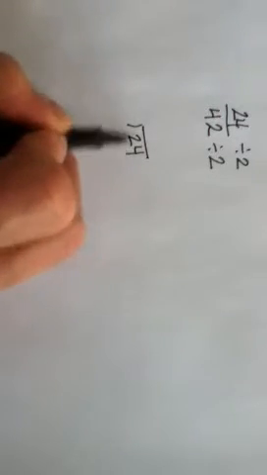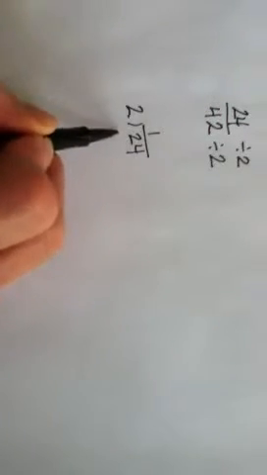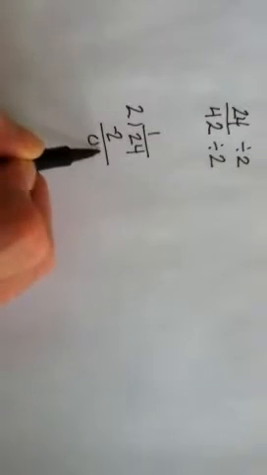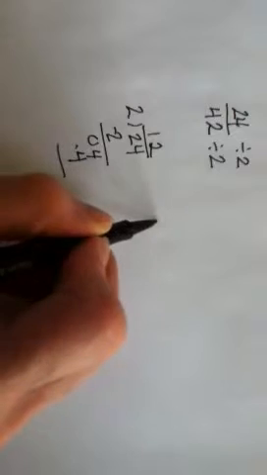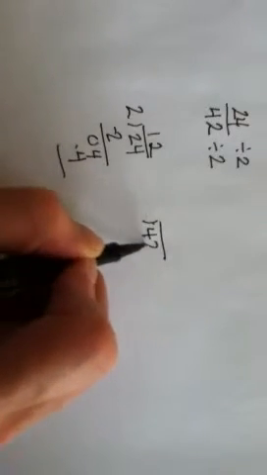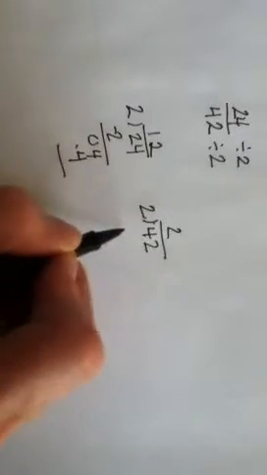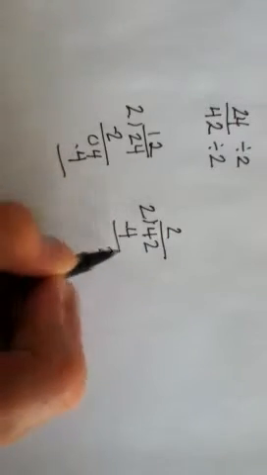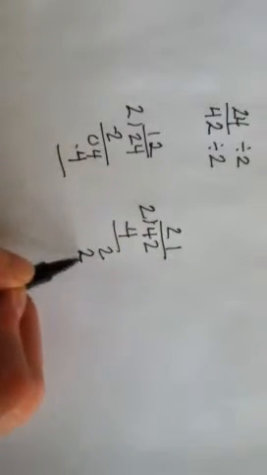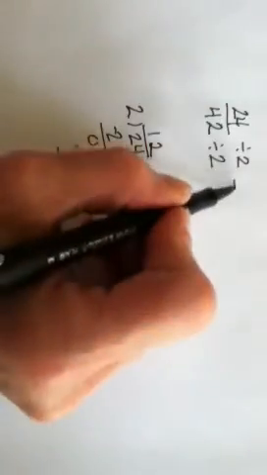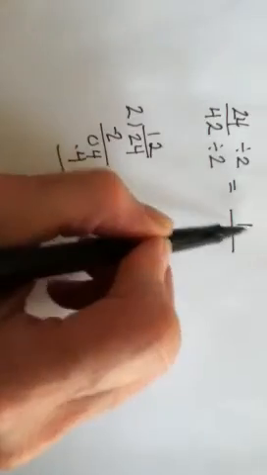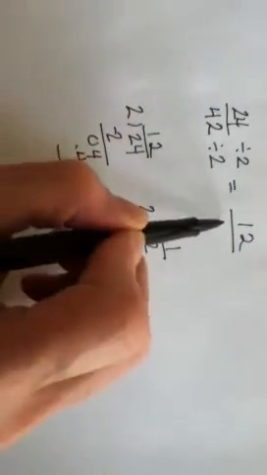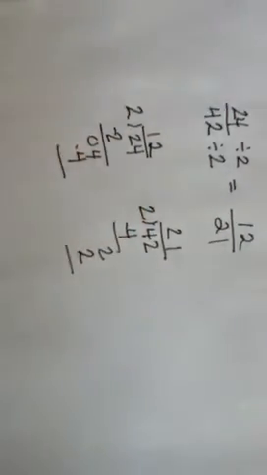24 divided by 2 is 12. 42 divided by 2 is 21. And I will put those answers in the appropriate position. 24 divided by 2 is 12. 42 divided by 2 is 21. And we will repeat that process.